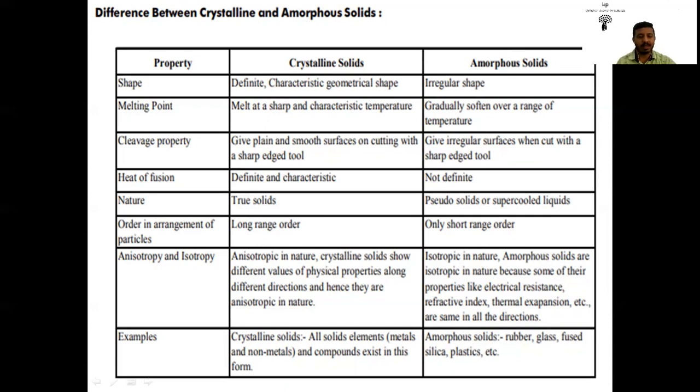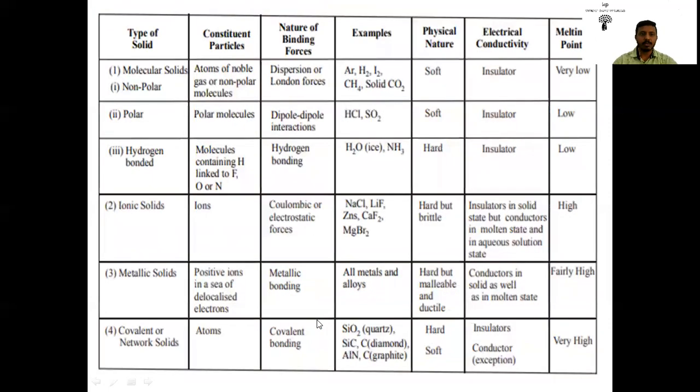Then examples. Crystalline solids include metals or non-metals like NaCl, KCl, BaCl2. Amorphous solids include rubber, glass, fused silica, plastics, and calcium carbonate. All those are considered amorphous solids. Then types of solids. Crystalline solids are further classified into four types: molecular solids, ionic solids, metallic solids, as well as covalent solids.